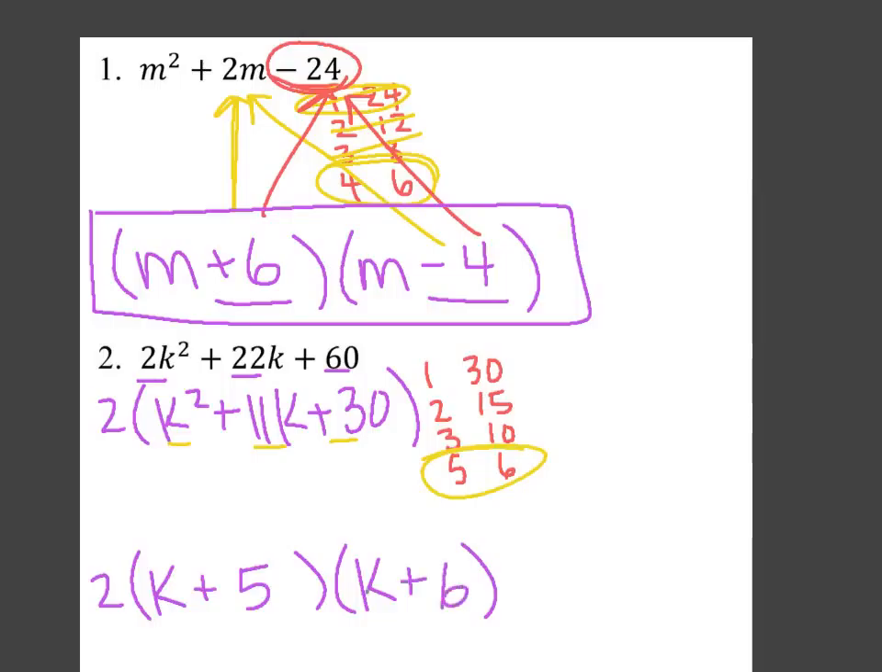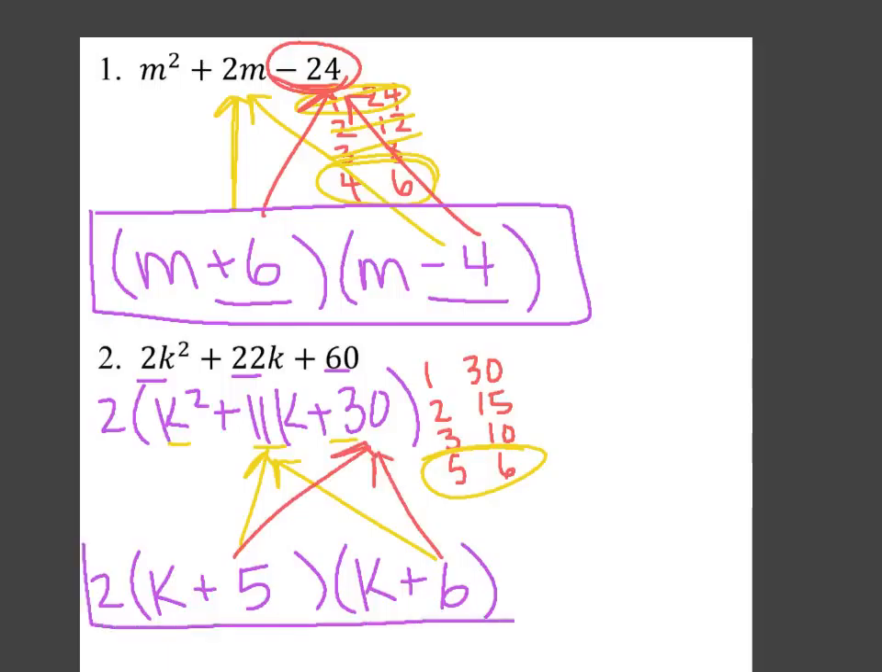Now before I finish, I'm going to double check this. Does 5 plus 6 make 11? Yep. Does a positive 5 times a positive 6 make a positive 30? Yes, it does. So that would be my final factored answer.